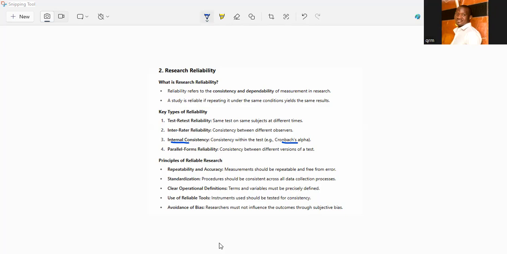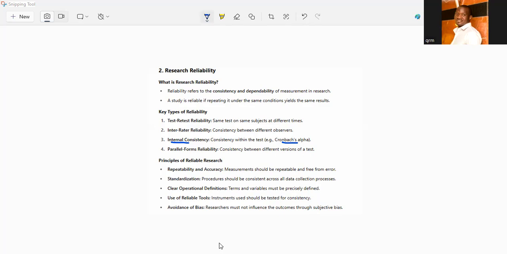So now, what makes research reliable? The same results every time. The test should give you the same results if repeated. The same way of doing things, so you use the same steps for everyone. There should be clear meanings. You need to define what you're testing clearly. The tools must also be good, like questionnaires. There should be no bias, meaning there should be no personal opinions.